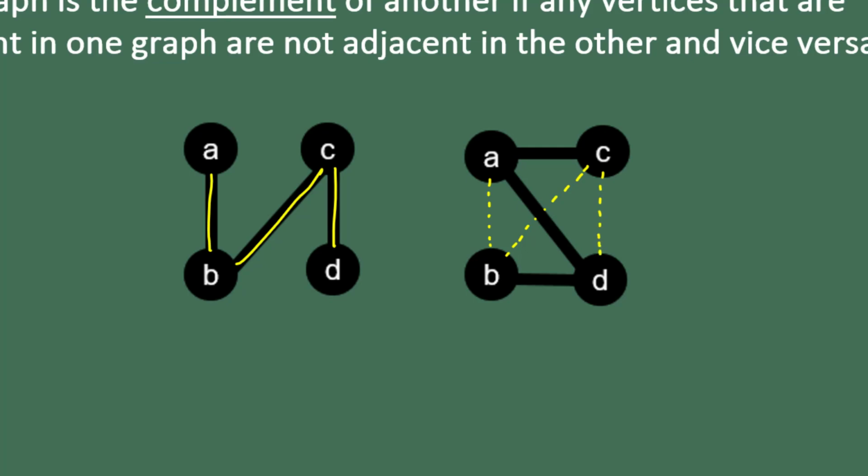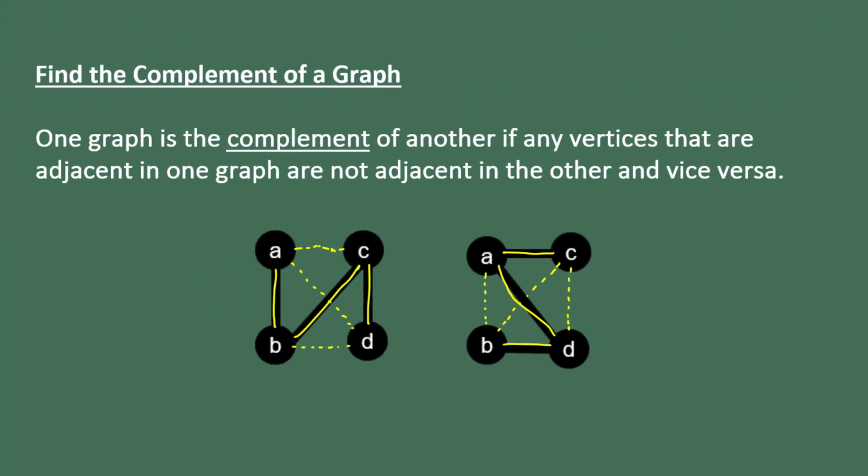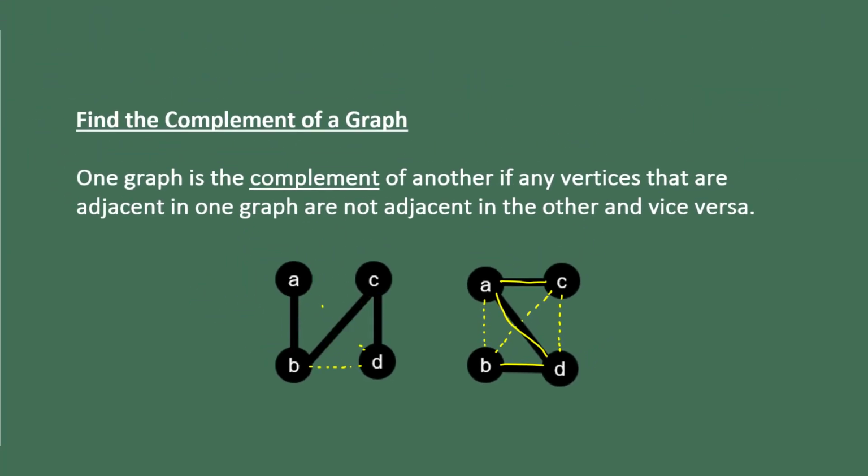On the left, there is no edge between A and C. They're not adjacent, but on the right they are. On the left, there is no edge between A and D, but on the right there is. And then on the left, B and D are not adjacent, but on the right they are. So these two graphs are complements of each other. We can also say they are complementary graphs.